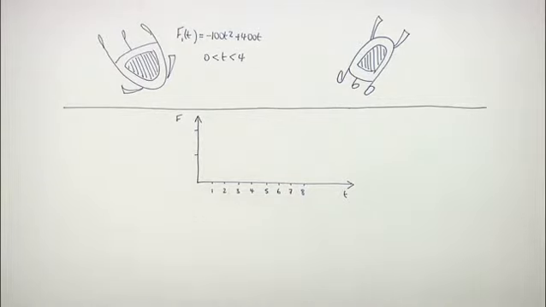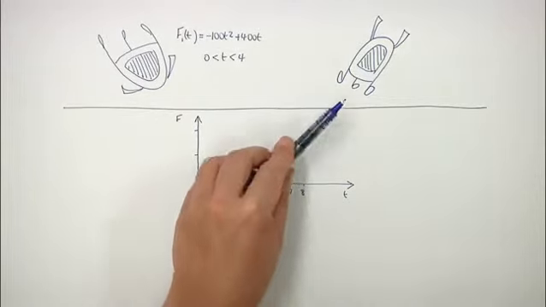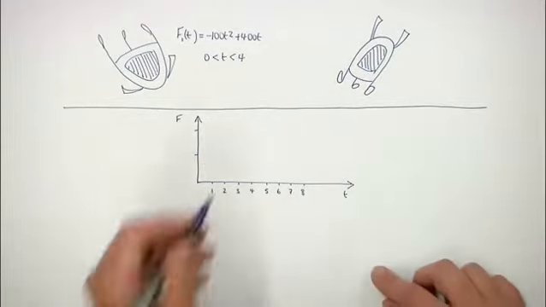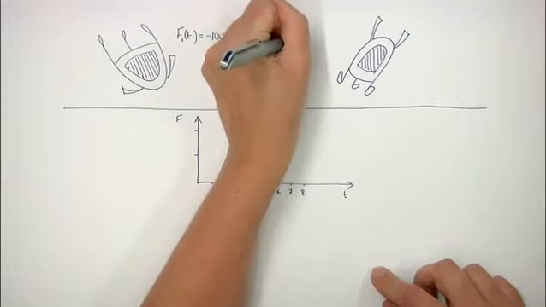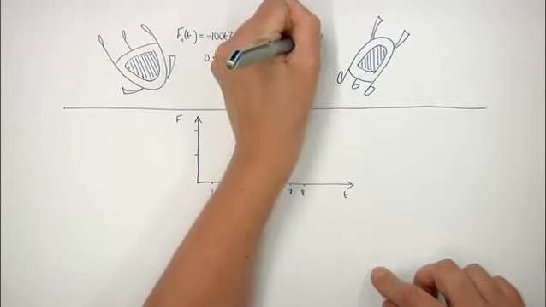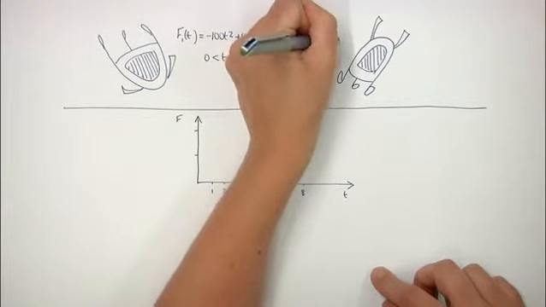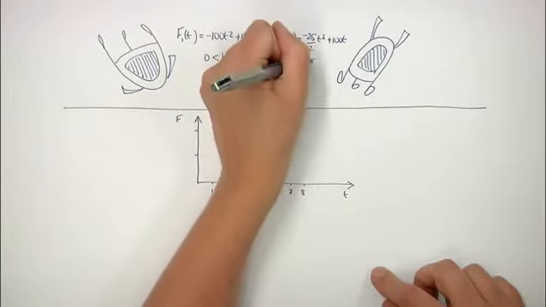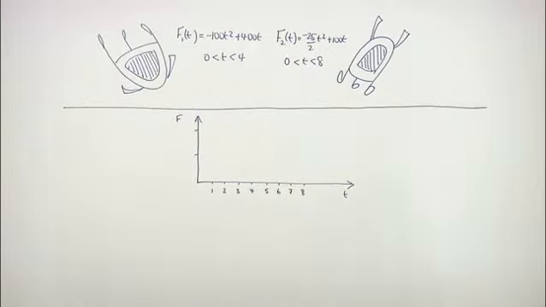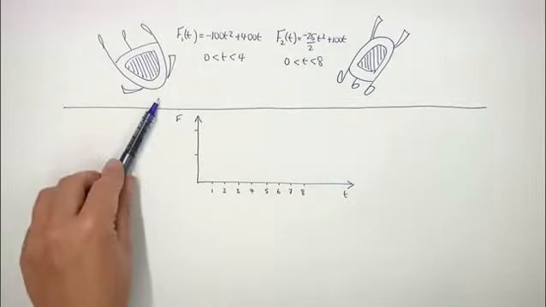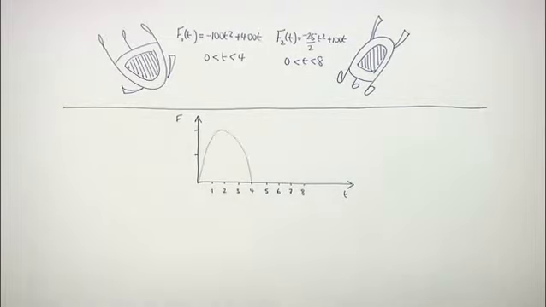The second lands on its feet, and the force varies as follows. f2 of t equals minus 25 over 2 t squared plus 100t for t between 8 and 0. The graph of force against time for the first spacecraft looks like this. The graph of force against time for the second spacecraft looks like this.